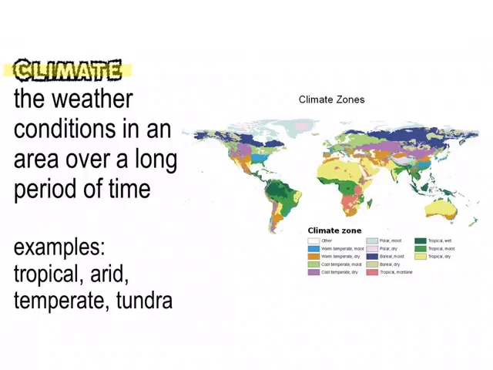Before we get started, let's do a quick review of the differences between weather and climate. So weather are the conditions that are happening right now, and climate are the weather conditions over a long period of time. So if it's raining, that's weather. If it's an arid climate, that would be dry, that would obviously be climate. Examples of climates are tropical, temperate, and tundra. You learned about them last year in 6th grade when you talked about the biomes.